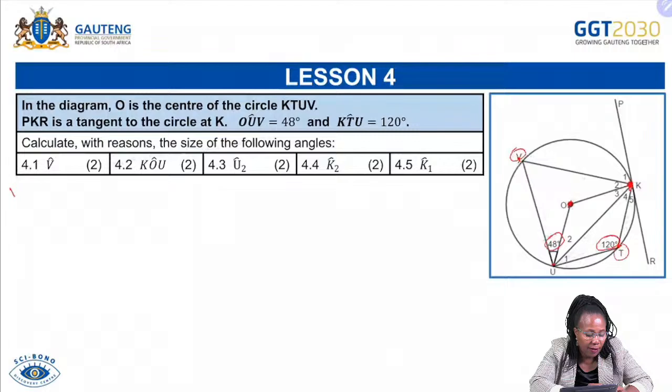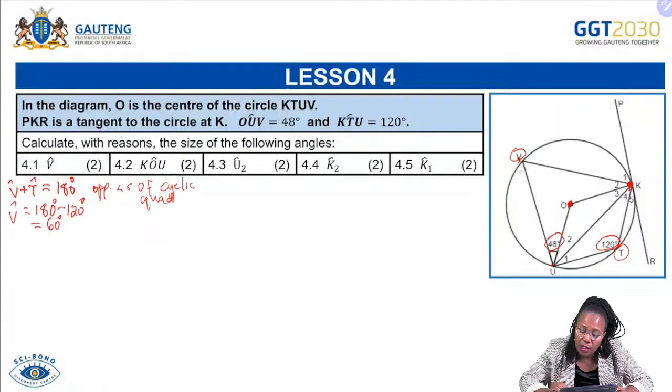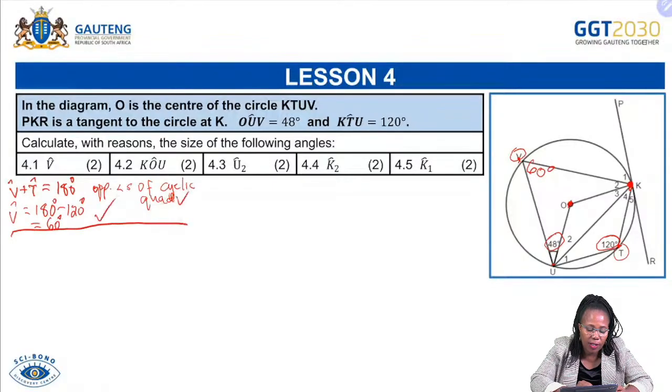Therefore, angle V plus angle T, they are equal to 180 degrees because they are opposite angles of a cyclic quad. And therefore, V will be equal to 180 minus the T value, which is 120. And this is giving us how much? The 60 degrees. So this is 60 degrees. The value and the reason.